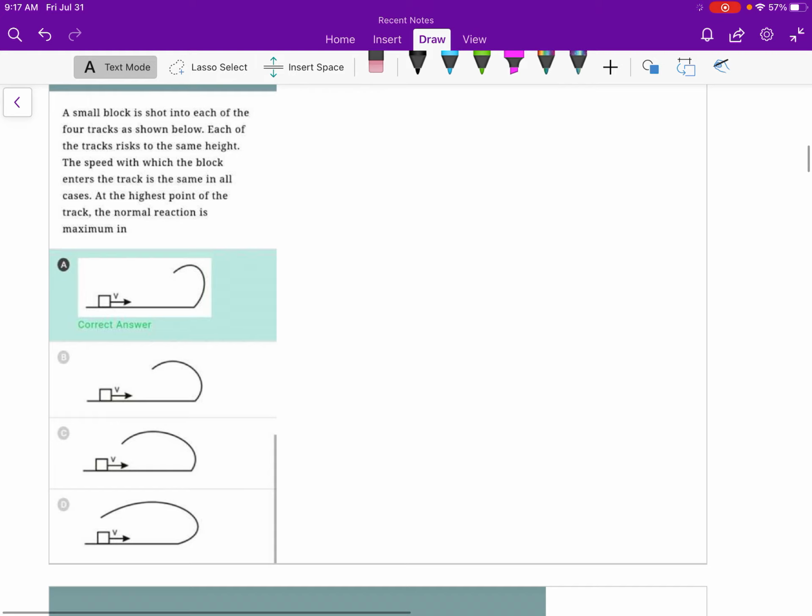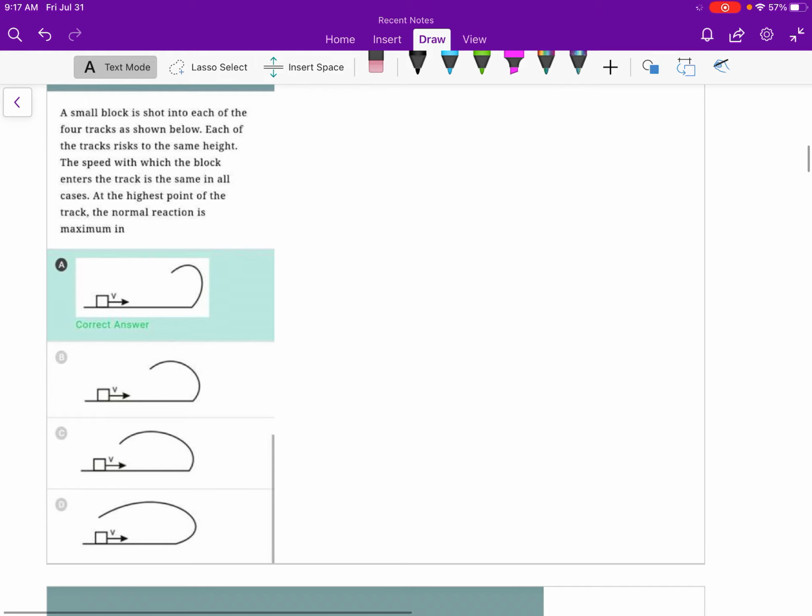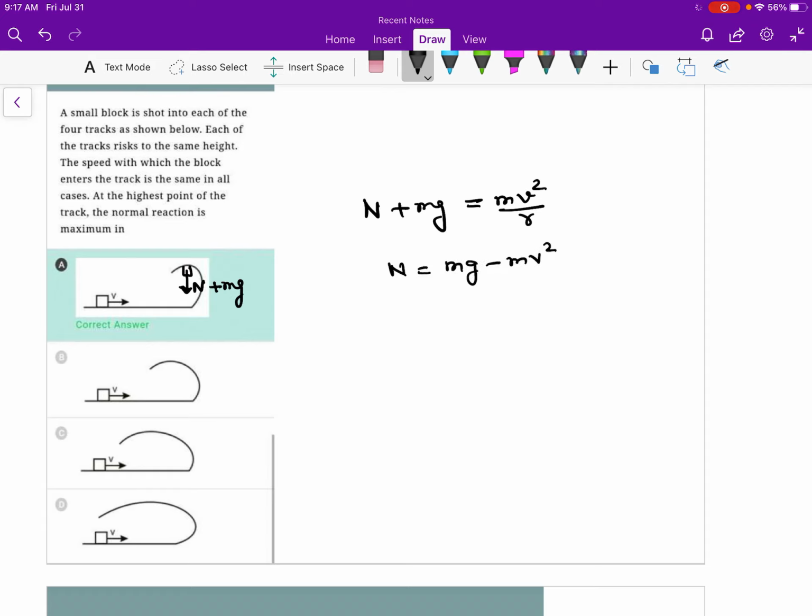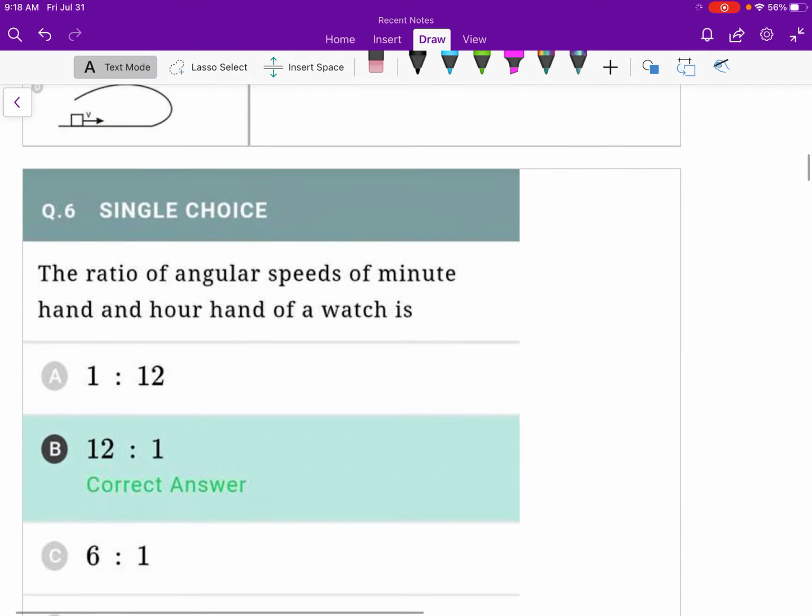मेटल ब्लॉक आईआईटी में आया हुआ क्वेश्चन है, सेम स्पीड है, सेम हाइट है, और हमें कंपेयर करना है नॉर्मल फोर्स को. तो यदि हम फ्री बॉडी डायग्राम बनाएंगे तो हाईएस्ट पॉइंट पे नॉर्मल रिएक्शन नीचे की तरफ लग रहा है, mg नीचे की तरफ लग रहा है. सो नेट फोर्स टूवर्ड सेंटर इज इक्वल टू mv स्क्वायर बाय r. सो N इज mg माइनस mv स्क्वायर बाय r. सो एज r डिक्रीजेज N increases, so we see that r is minimum in arrangement A. So N is maximum in arrangement A. So A is the correct option.